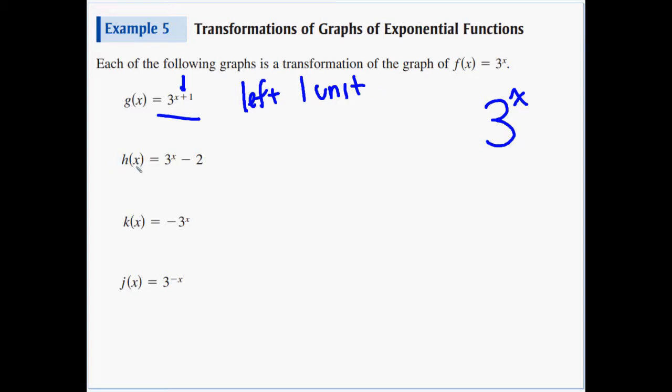All right, in the second one down here, they're calling this one h of x. The 3 to the x is still there. Now, after the fact, it's a minus 2, so that's going to be a shift down of 2 units.